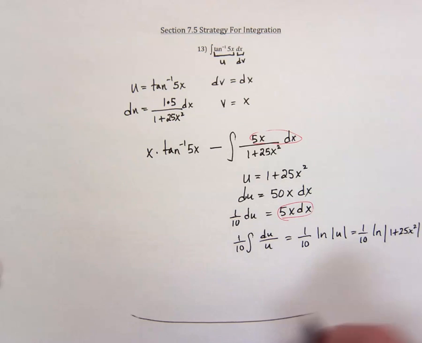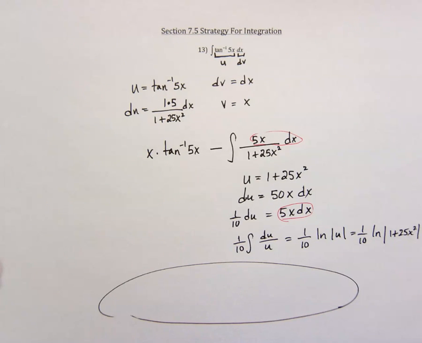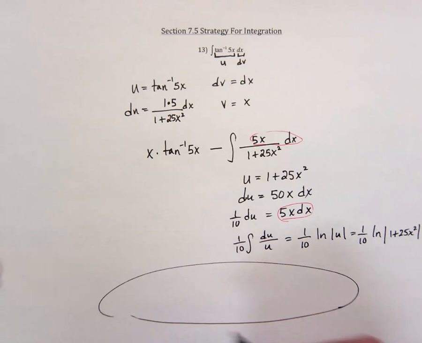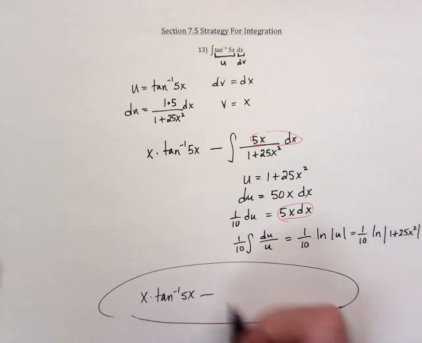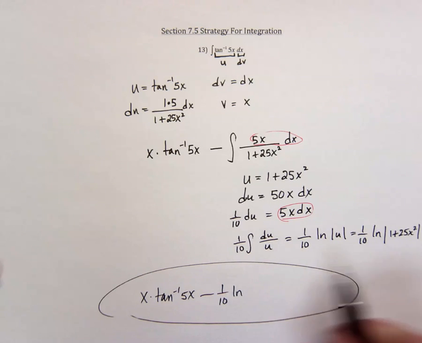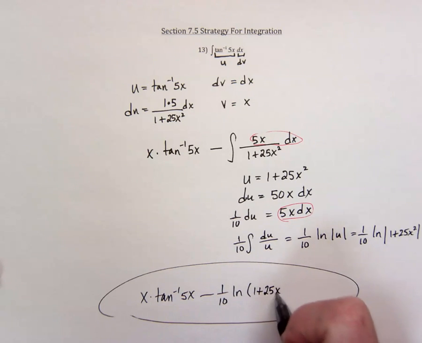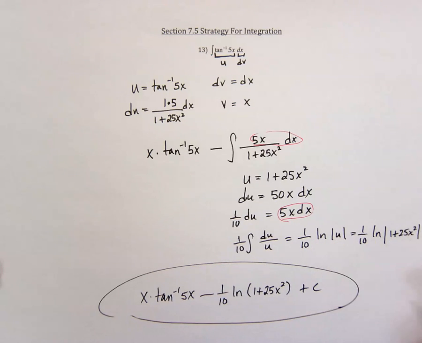Now, put the whole thing together. Here's the final answer. So we had this part from the first part of integration by parts, x times tangent inverse of 5x, minus this part, 1/10 the natural log. Well, this time we don't actually have to put absolute value because that's going to be positive no matter what. And then at the end, plus c.